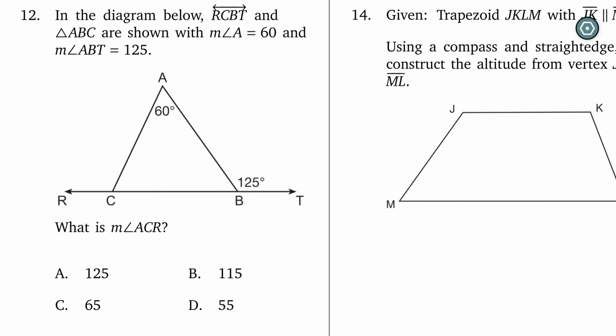Number 12. Number 12 gives us this 125. If I do 180 minus 125, that gives us an angle in here of 55. And because of the triangle ABC, if I do 180 minus 55 minus 60, I wind up getting 65. And then I know this is a linear pair, so if I do 180 minus 65, I get this exterior angle is 115, which is angle ACR.